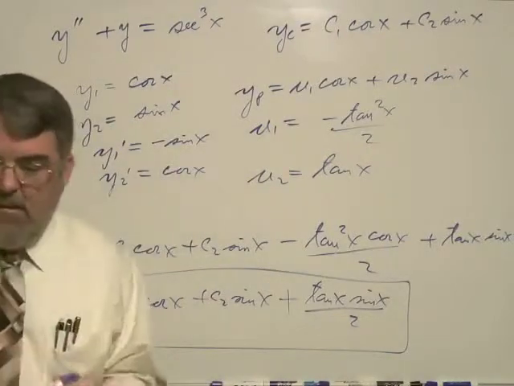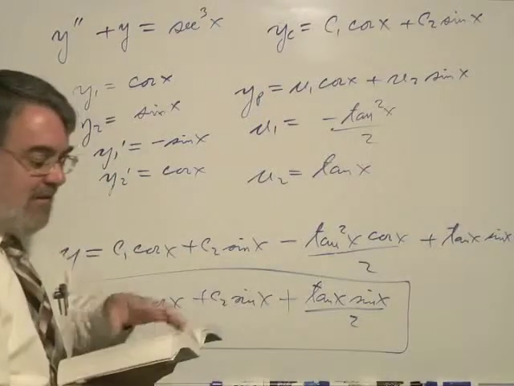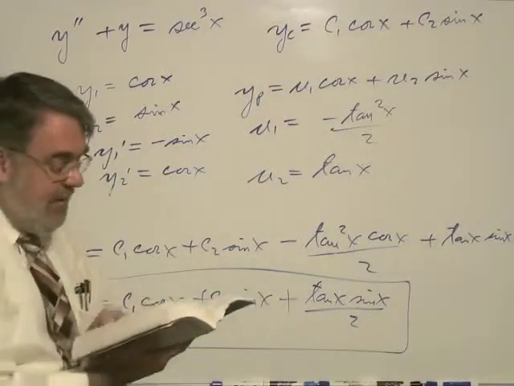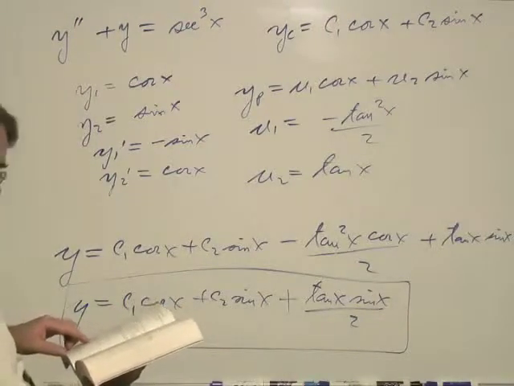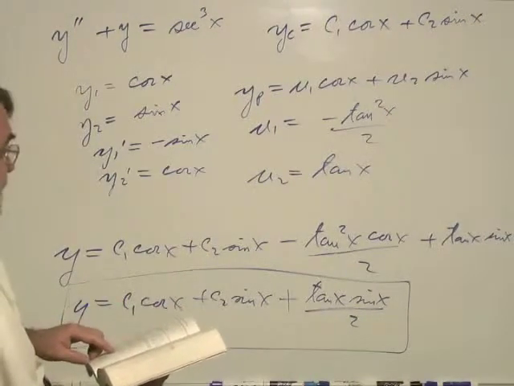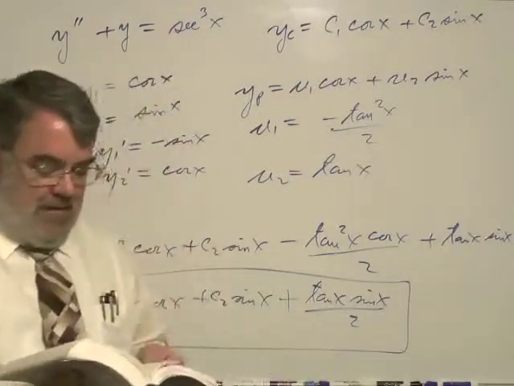So we will trust but verify, and this is always the fun part. Did I get it right? All right, y equals c1 cosine x plus c2 sine x plus 1/2 tangent x sine x. We got it. So, all right.